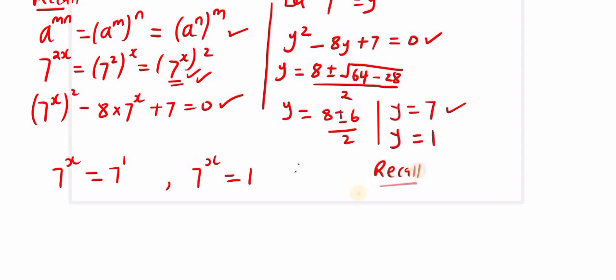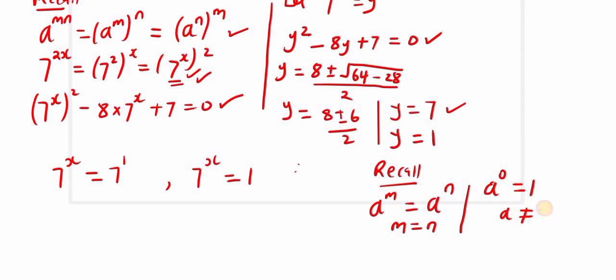Now, before we continue here, I want us again to recall first, if you have an equation a raised to m is equal to a raised to n. Now, for this equation with same bases, we can also conclude that the powers are equal. So that means that m is equal to n. Also, when you have a number, say a, raised to power 0, this should always be 1. And this is on the condition that a is not equal to 0.